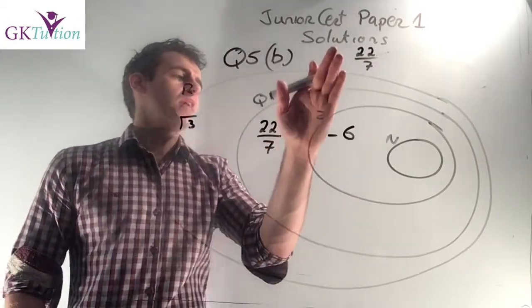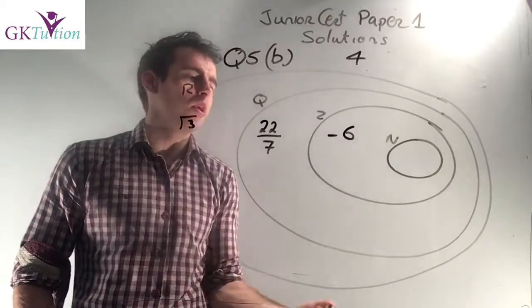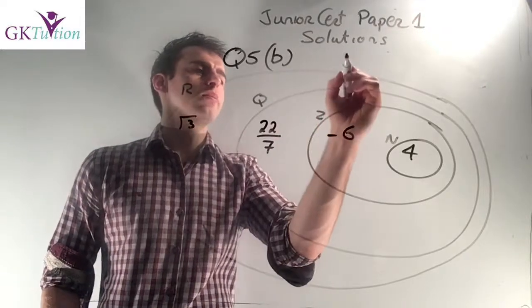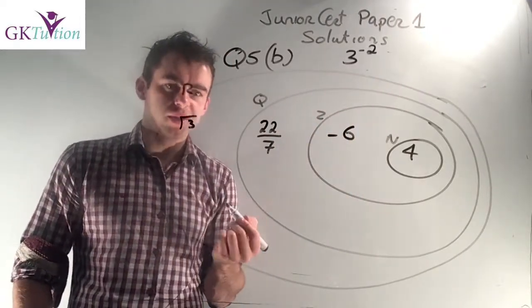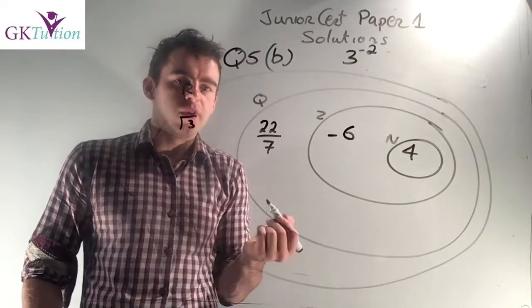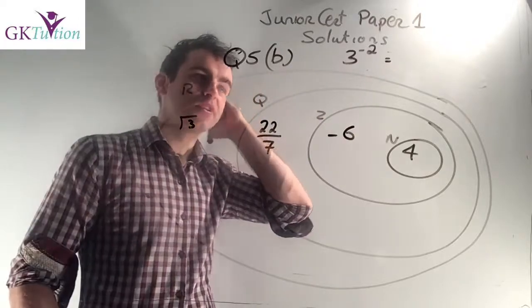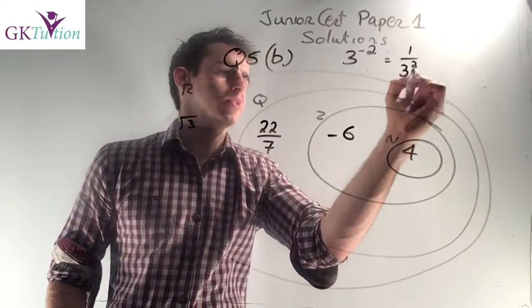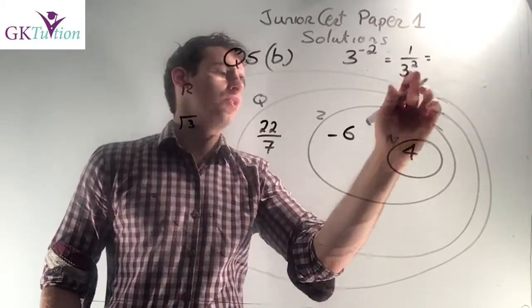The next one I'm looking at is the number 4. Clearly it's a whole positive number, so it's a natural number, so it goes in there. The next one we have then is 3 to the power of minus 2. If you plug 3 to the power of minus 2 into your calculator, you'll get 1/9. According to one of your rules of powers, 3 to the power minus 2 is the same as 1 over 3 to the power of plus 2. So you bring your power underneath and it becomes positive. So that's the same as 3 squared, which is 9.